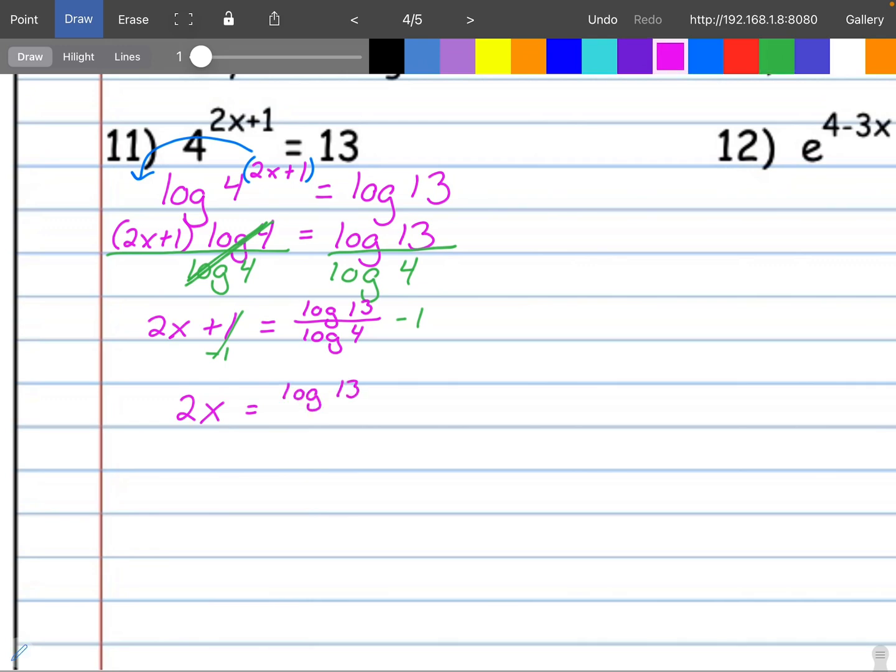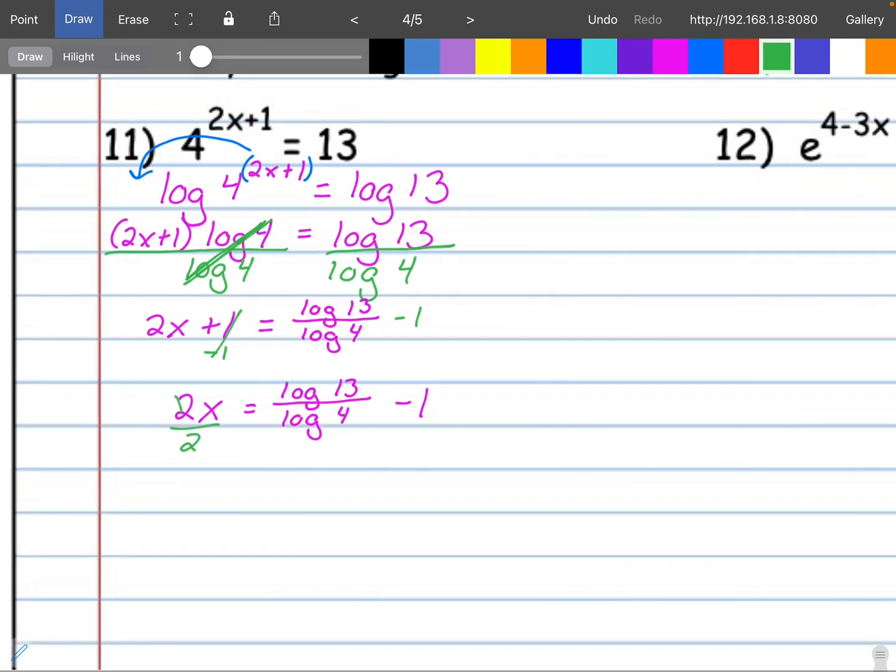So I'm going to have my fraction with log 13 over log 4, and then I'm going to subtract 1 from whatever that comes out to be. Okay, here's where it starts to look a little bit ugly. We know what to do. We know that we have 2x, so to get x by itself, we need to divide by 2. No problem. We know this. If I divide by 2 here, that's gone. I'm left with just x equals.